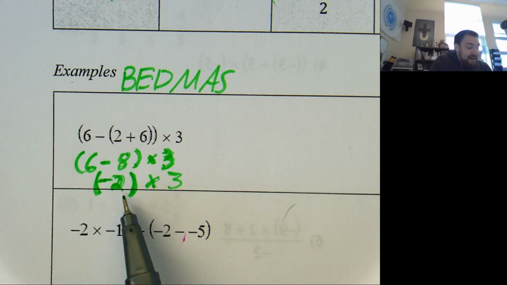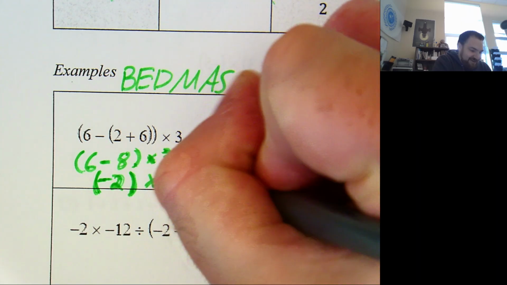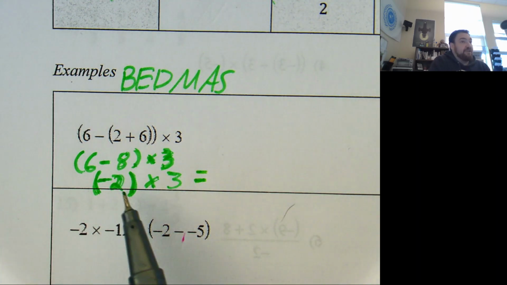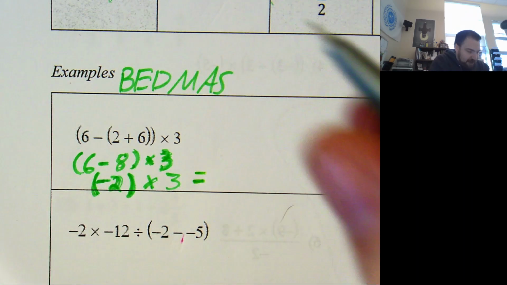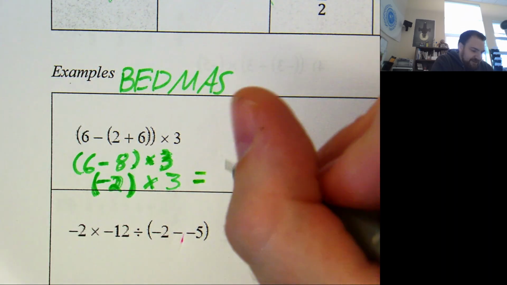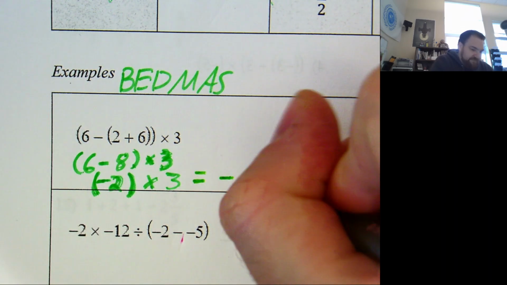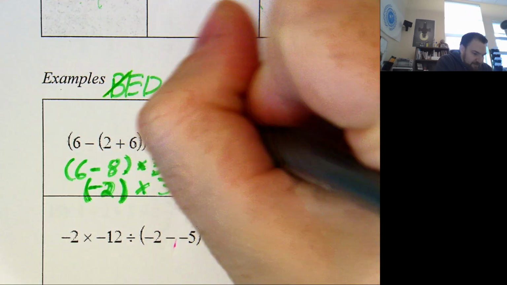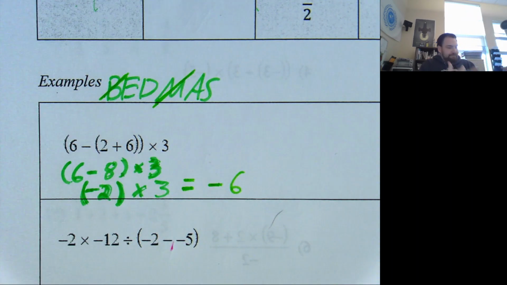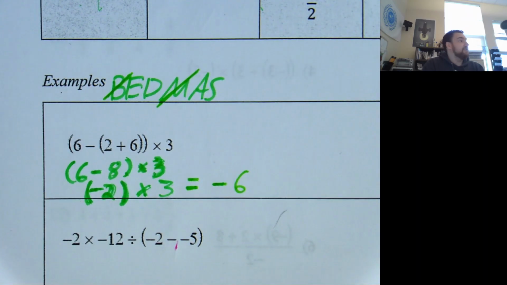Now because there are no other math brackets, I can do the multiplication. Negative 2 times 3 is negative 6, and we're done. It's just one at a time, changing the things as we go in order. Brackets dealt with, multiplication dealt with. And that was it. Nothing else. Let's do the next one.